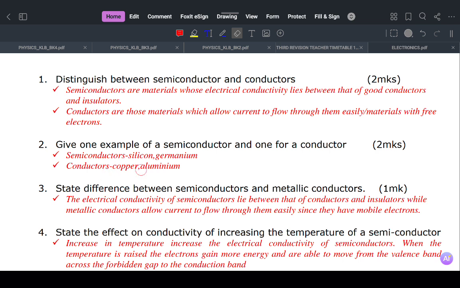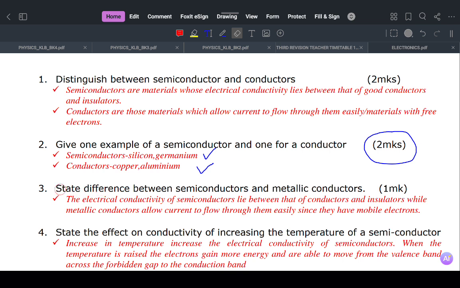Any metal will give you a correct response to examples of conductors. All right. So 2 marks. The 2 marks here are allocated as follows: 1 mark for naming a semiconductor, anyone, and another mark for naming a conductor. All right, so that was number 1. We were looking at the difference between semiconductors and conductors. Let's look at number 3.